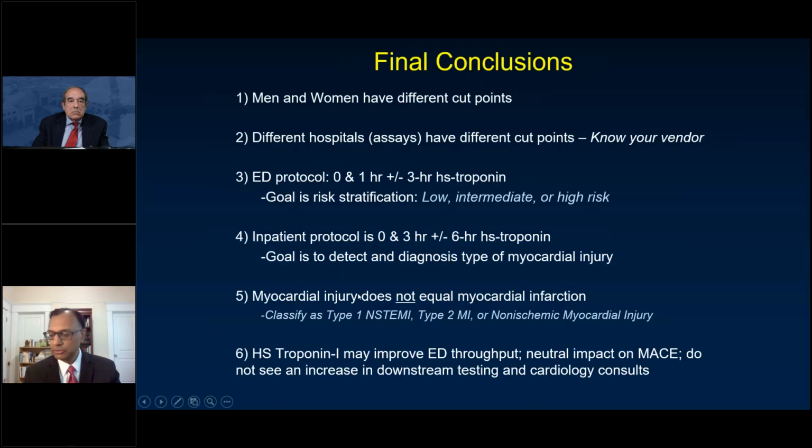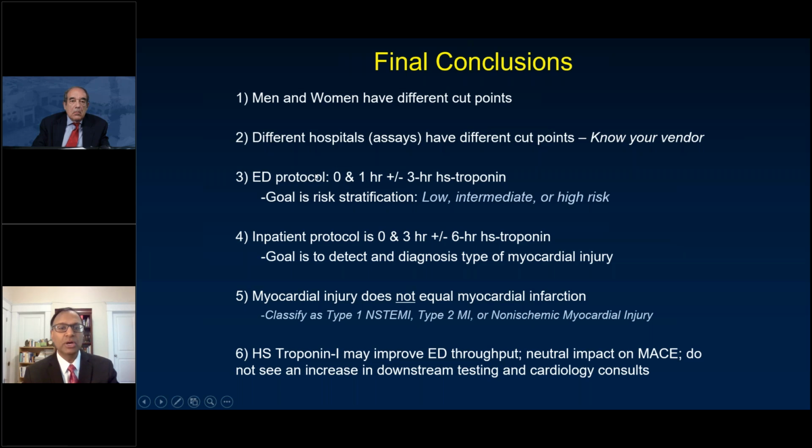So the final conclusions before we get into one case and Q&A. Women and men have different cut points. Know your different cut points for your manufacturer. Some hospitals have opted to not use different cut points and to use an overall population cut point. That is an individual centered decision. Again, at Emory, we opted to use different cut points so we don't underdiagnose MIs in women. Different hospitals have different cut points. Know your vendor and your assay.